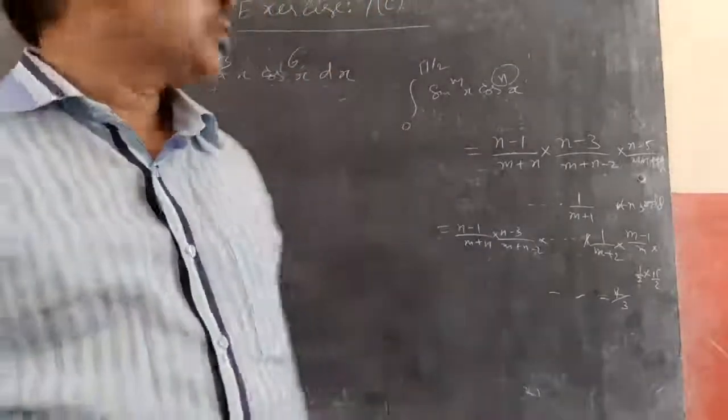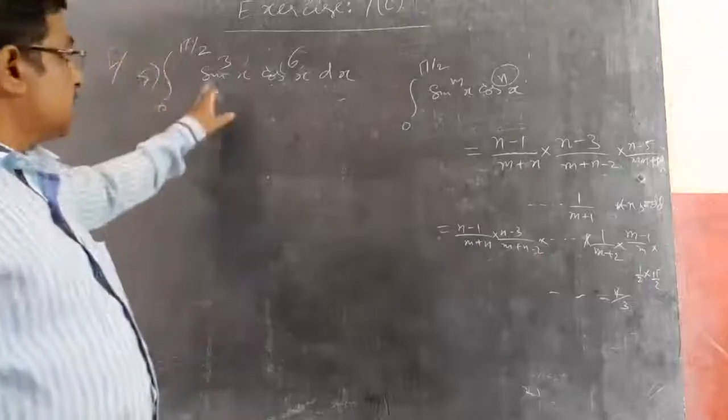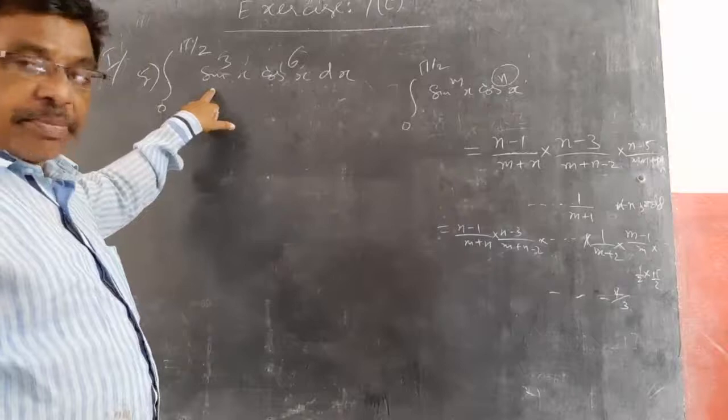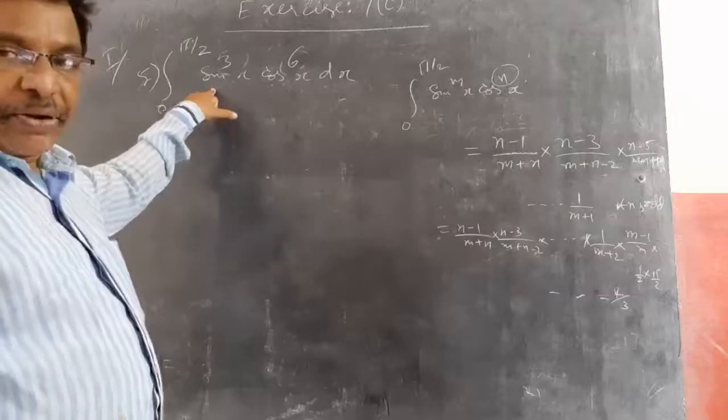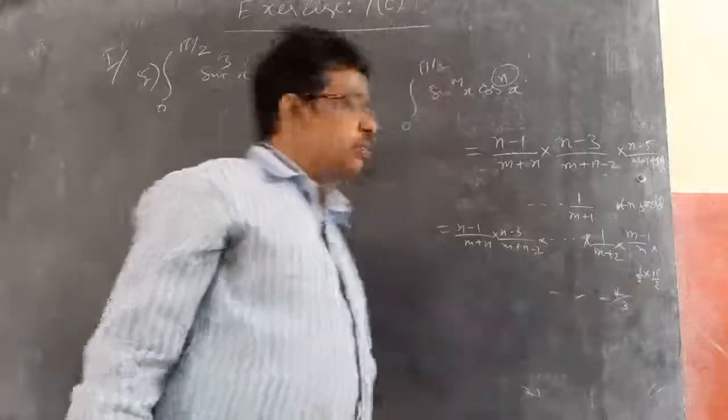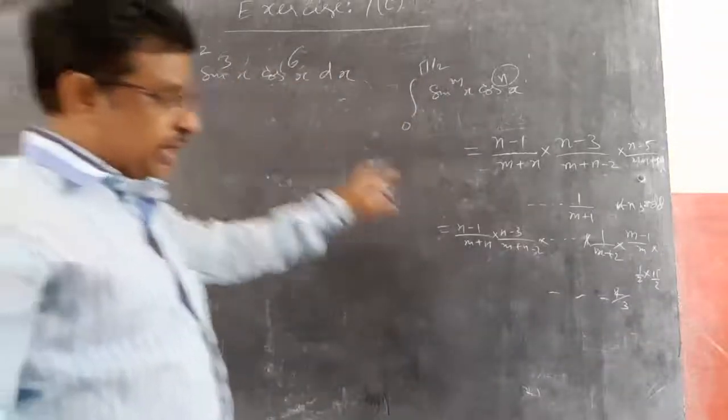Next one. One more we will do. Sin cube x into cos power 6x. This time I am taking m is odd. Previously I took m is even. M is even means I got 1 by 2 into pi by 2. Now I took m is 3, so I need to get 2 by 3.